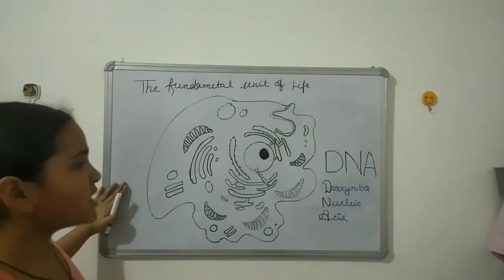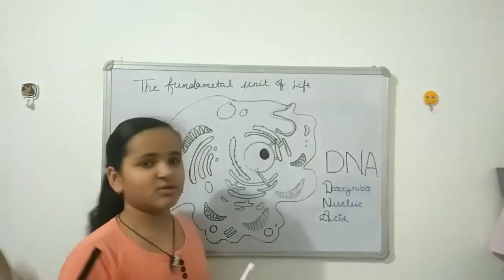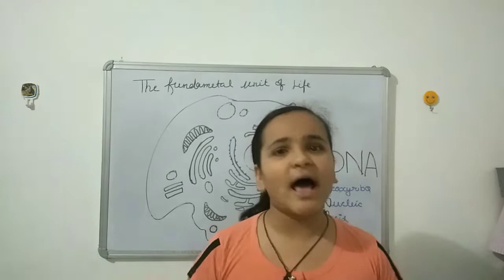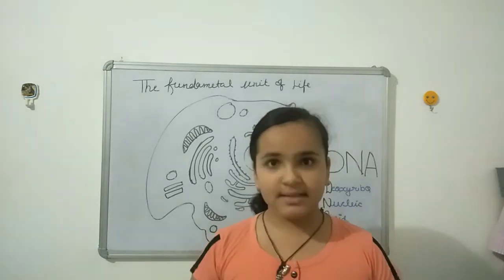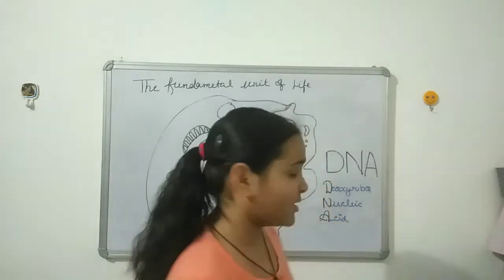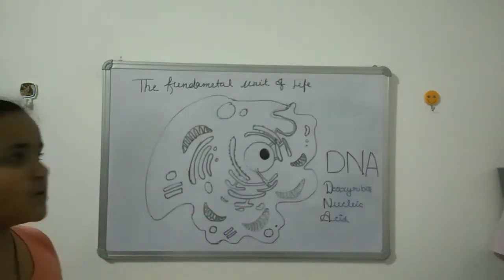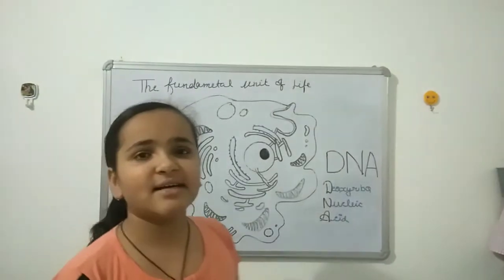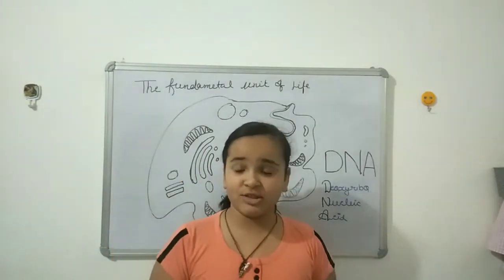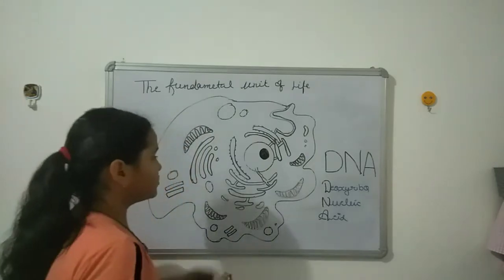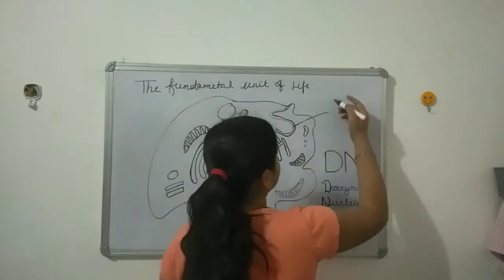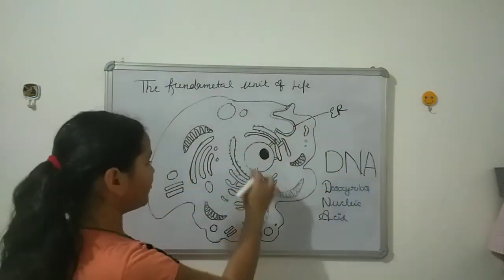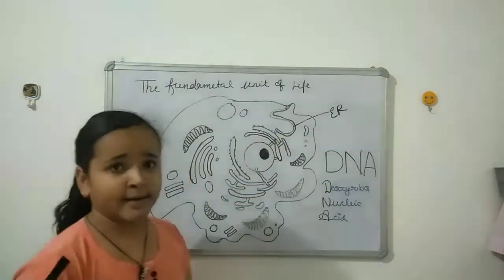In this chapter we talked about the nucleus, and the second part is cell organelles. In this chapter we have only six cell organelles. Starting with the first one, the ER, the endoplasmic reticulum. There are basically two types of endoplasmic reticulum. This is the ER, endoplasmic reticulum. This whole network of pipes is the endoplasmic reticulum.